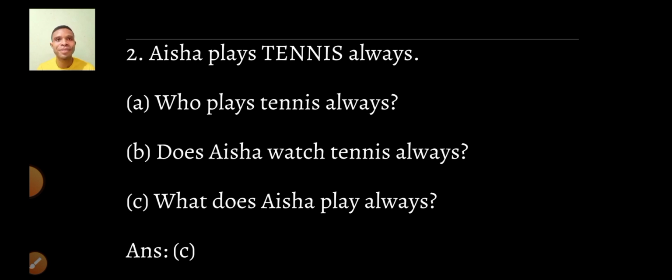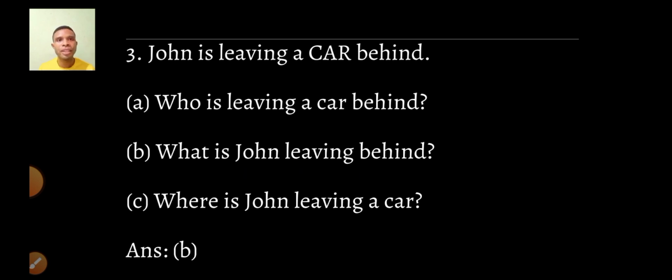Very simple. Number 3. John is leaving a CAR behind. The stressed word is car. Which option here does not contain car? The answer is B. What is John leaving behind? A says, who is leaving a car behind? C says, where is John leaving a car? A and C both have car in them, but B does not have car in it.